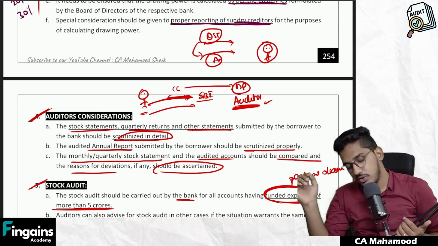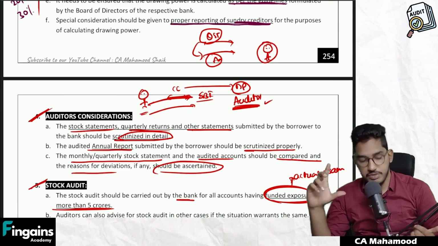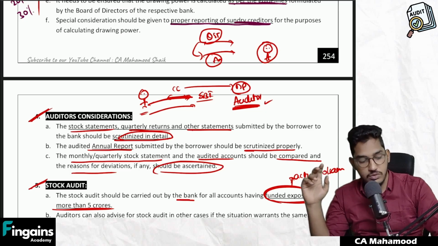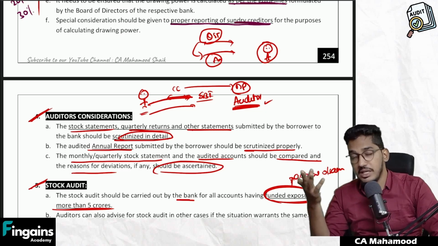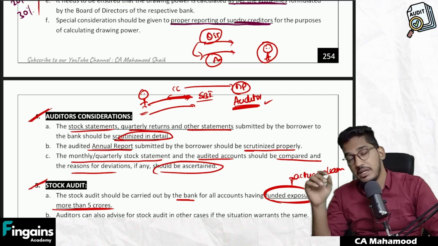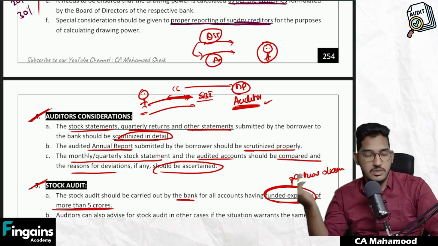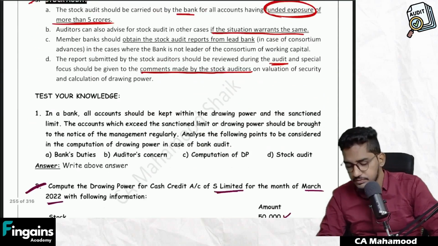They might not ask you the complete question, but in earlier attempts they have asked a part of the question. Like they will ask you only what the bank's duties are relating to drawing power, or they might ask what the auditor's responsibilities are relating to drawing power. Sometimes they might ask you the entire question, write about audit of drawing power, then you have to write the entire answer. So depending on the question, you have to draft your answer.